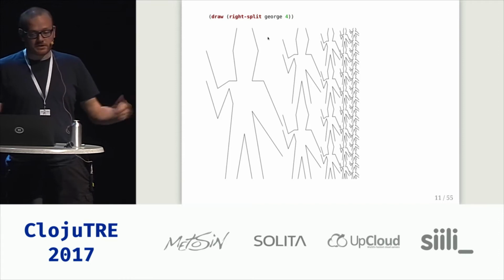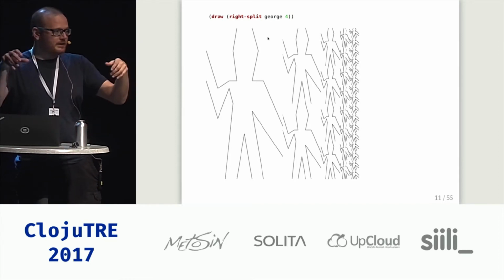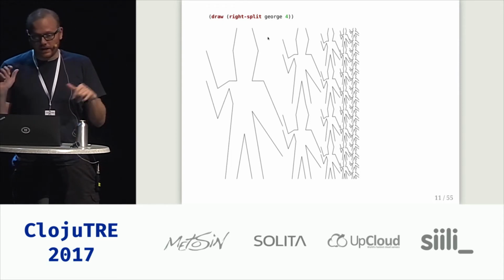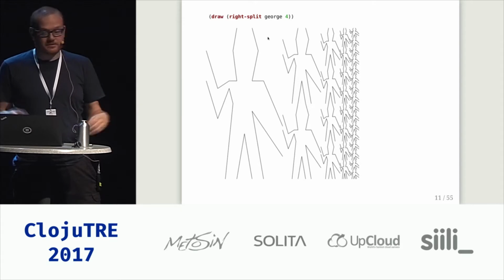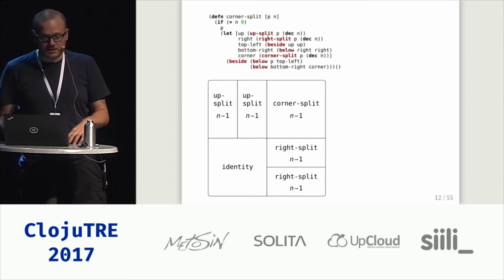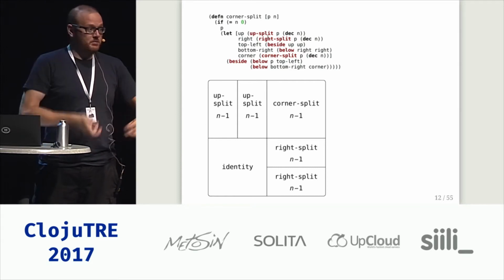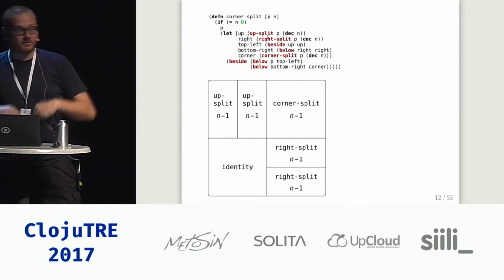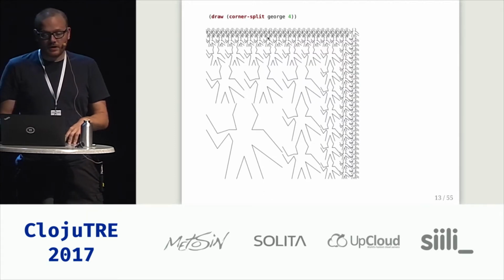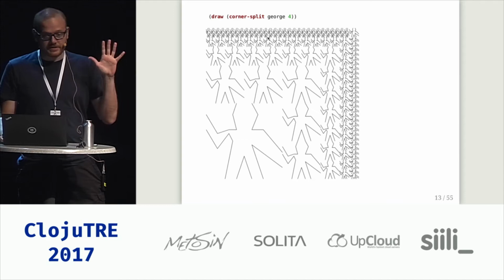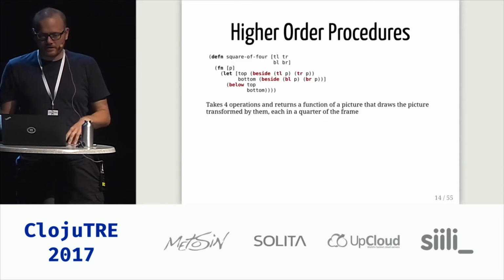So a grammar's built up. You don't yet know what pictures are, but you can see because we've embedded it in Clojure, we can just call functions, make functions. I haven't yet told you how to make pictures. Corner split, again, very similar. We recurse into the corner, and we split up, which is a bit like right split. So we're getting somewhere towards our Escher picture, which we wanted. The only thing I haven't told you is what George is, what is a picture in this.